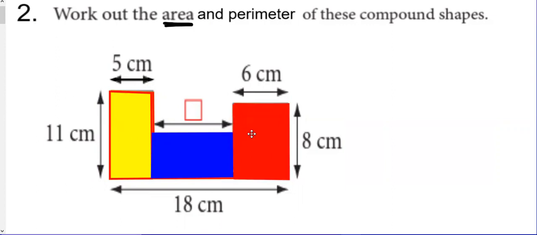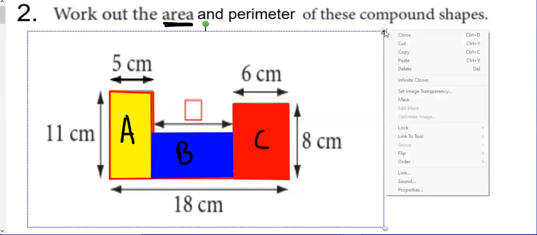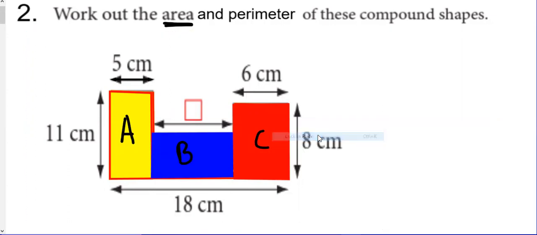How do you find the area of a rectangle? Length times width. Now, how do we find the area of a compound shape? Step number one is to cut the shape, divide the shape, and go ahead labeling that this is shape A, B, and shape C. You've understood that? Good. Now, how do we calculate the area of shape A?